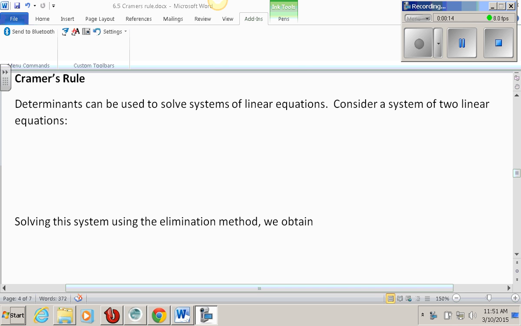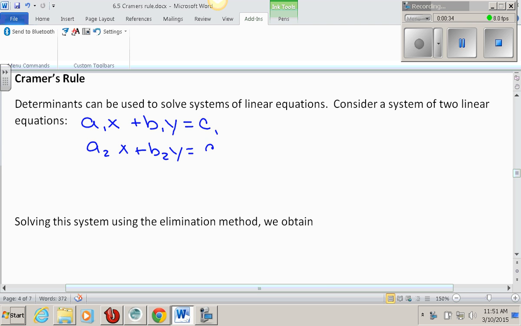Okay, so with Cramer's rule, determinants can be used to solve systems of linear equations. So if we're talking about a system of two linear equations, for example, a sub 1 x plus b sub 1 y equals c sub 1, and a sub 2 x plus b sub 2 y equals c sub 2. That's a system, right, where a1 and b1 are different than a2, b2. We can solve this system by using the elimination method, and we write it a little bit differently when we're using Cramer's rule. And I'm going to write it over here so you can see both, okay?